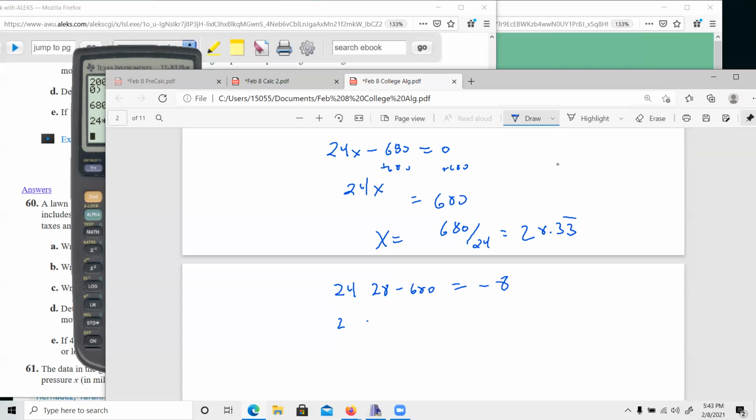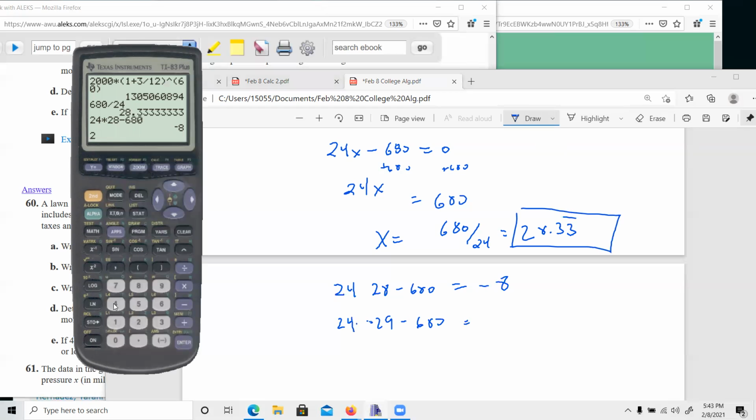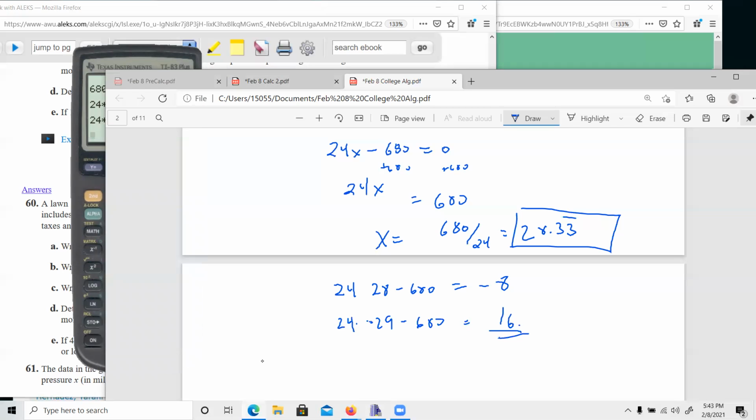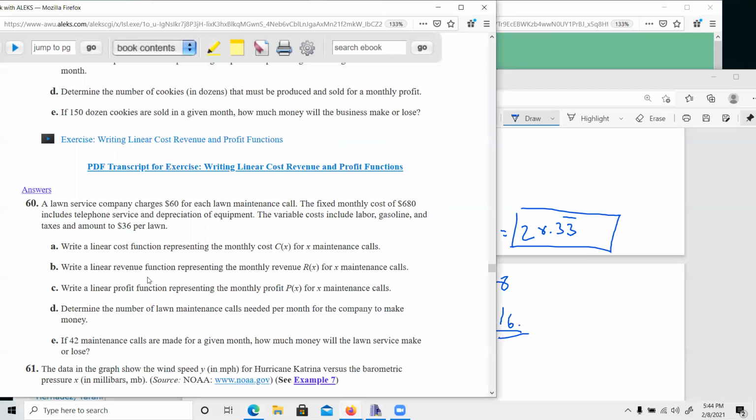Here's my answer. 29. So 24, because that's the cost, times 29 minus 680. And then just to double check this thing, we're making sure. So 24 times 29 minus the 680. Oh, great. There it is. Okay, so that's where we're making money. So if we're going to be in this business, we have to service at least 29 lawns per month in order to be making some money.